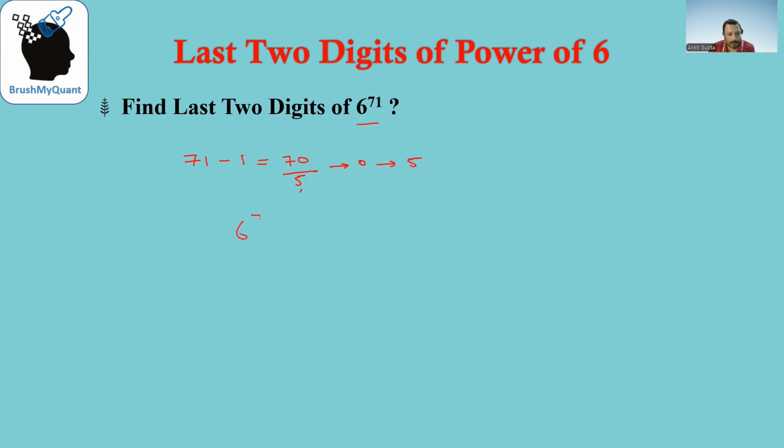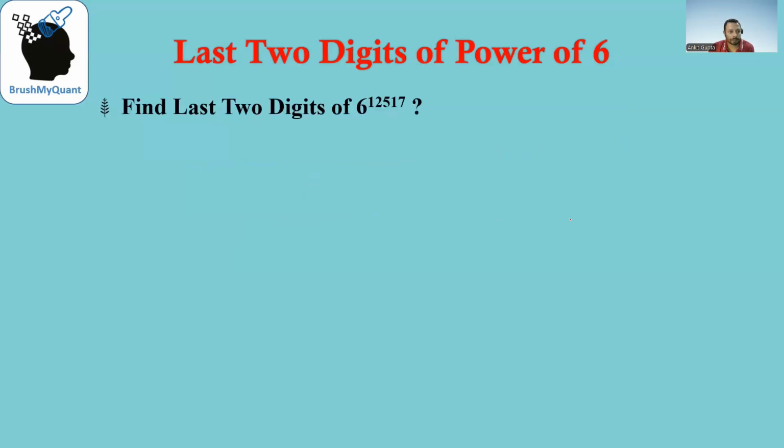That means 6 raised to 71 will have the same last two digits as the fifth term in that pattern. And the pattern was 36, 16, 96, 76, and 56. And this is the fifth term in that sequence. So that means 6 raised to 71 will have the same last two digits as 6 raised to 5 plus 1, because we removed 1 here, which is equal to 6 raised to 6, and which is the fifth term here, right? So last two digits will be equal to 56 in this case.